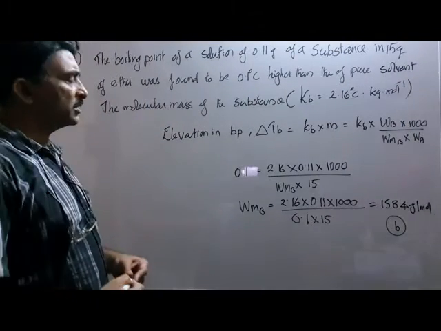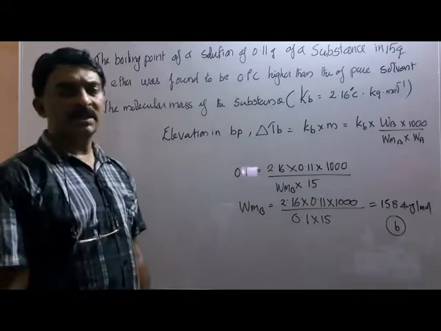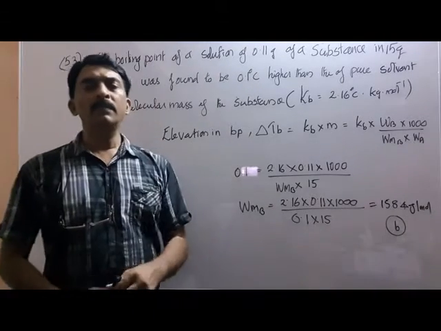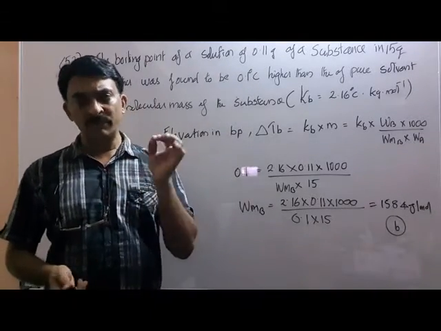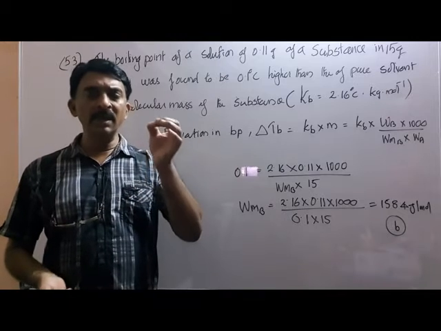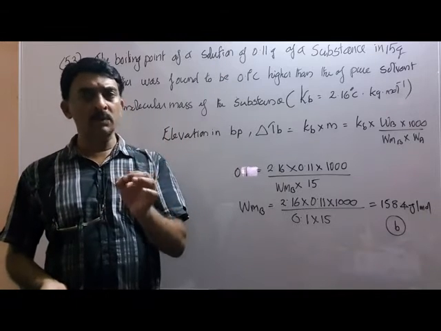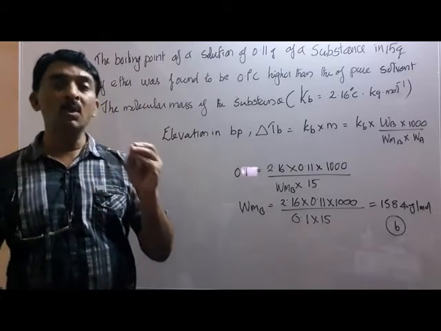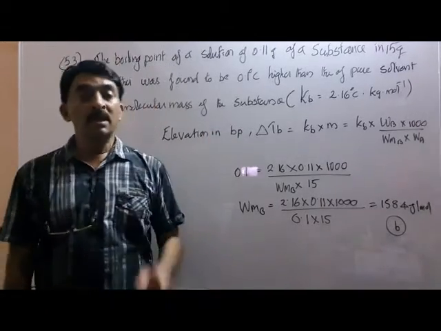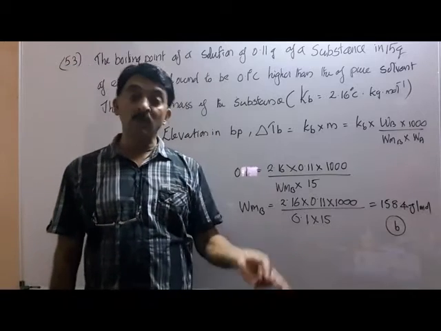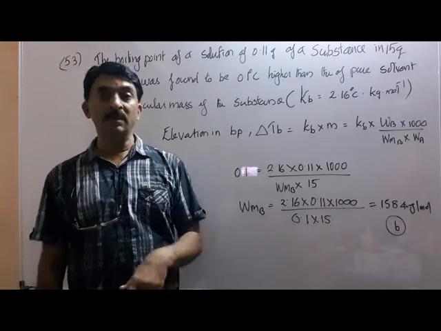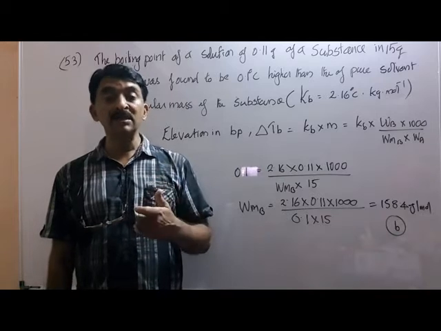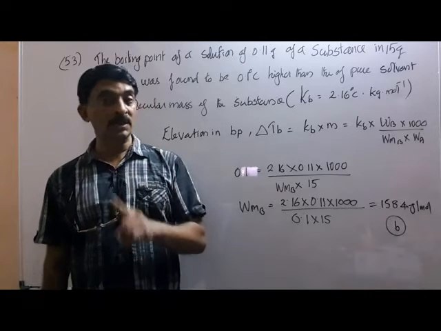The molecular mass of the substance. In this problem, we are told that by adding a definite mass of a solute in a definite mass of solvent, the elevation in boiling point is given. The Kb value of that particular solvent is also given. It is not water here. Then you are asked to find the molecular mass of that solute.